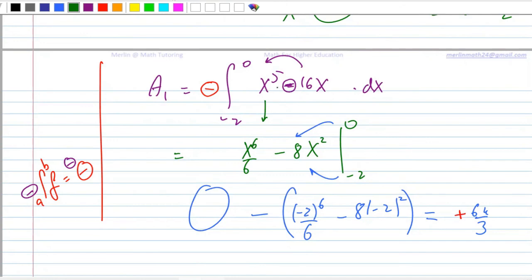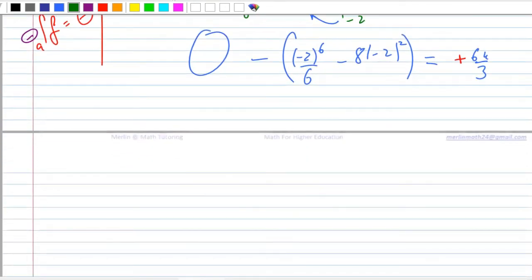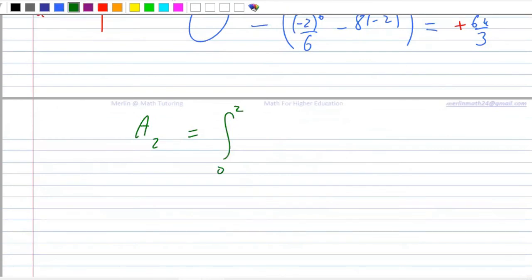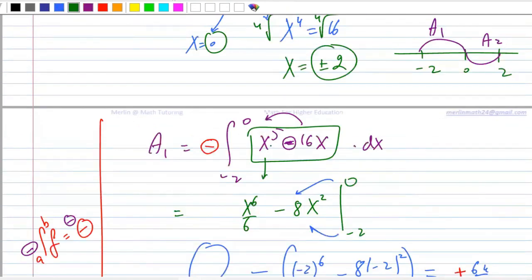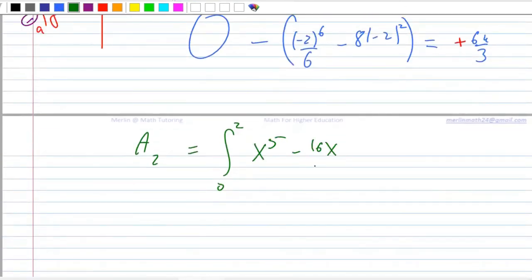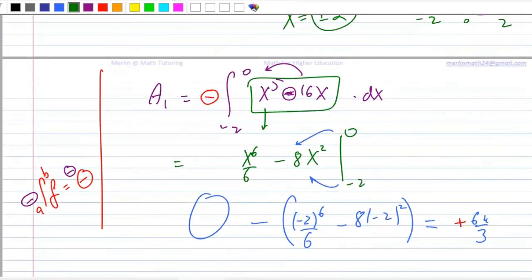Now the second area, you want to write it because that should be on the second area, not the first that I have taken. Even if you make a mistake, you just modify it. No worry. So A2 would be from what to where? From 0 to 2. So again, which one do I want to put? Because that is not true, now it would be true for the second. X to the 5 minus 16x. You get it? By the way, this is the same integral, 1 over 6 x to the 6 minus 8x squared, but from 0 to 2.